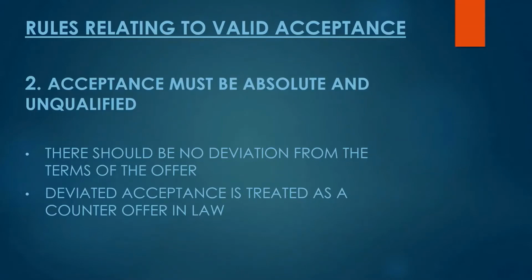So the next rule is that the acceptance must be absolute and unqualified. This means that the offeree should accept the offer as it is, without any variation or conditions attached to it. Let's take an example from our day-to-day life. You're walking by a road and this fruit seller calls you and offers to sell you his mangoes for 100 rupees per kilogram. Now you agree to buy the mangoes, but you tell him that you will buy 2 kgs if he sells to you for 80 rupees per kilogram.